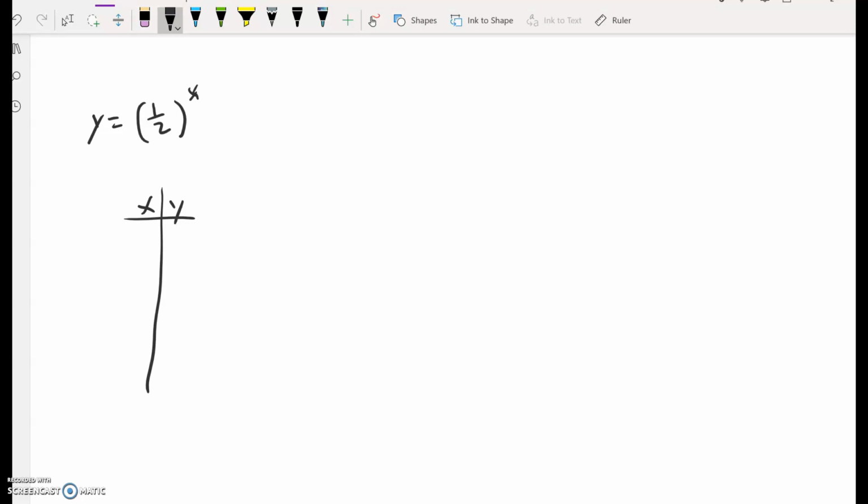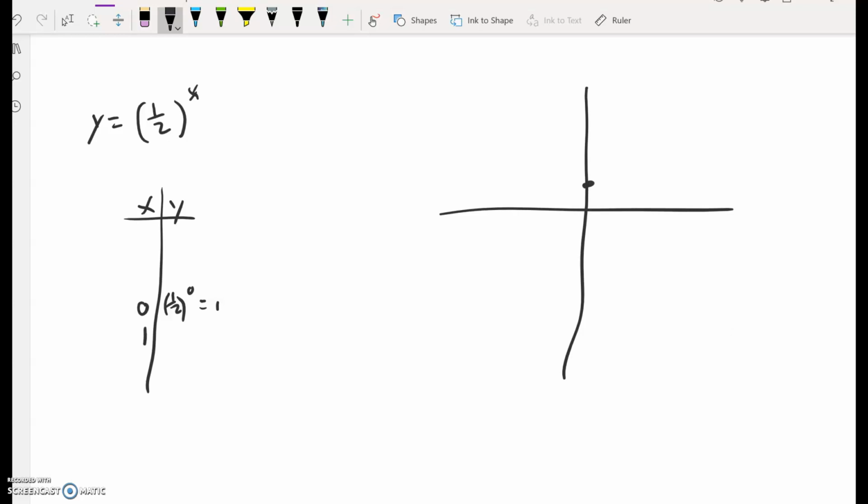Well, we could do our set of points again. We could put in x equals 0, and we get 1/2 to the 0 power, which is 1. So we have 0, 1 once again. We could put in x equals 1. We get 1/2 to the first power, which is 1/2. We could put in 2, but we get 1/2 to the second power, which is 1/4.